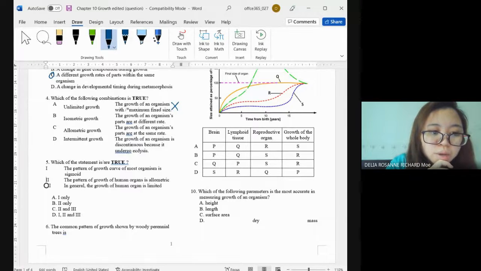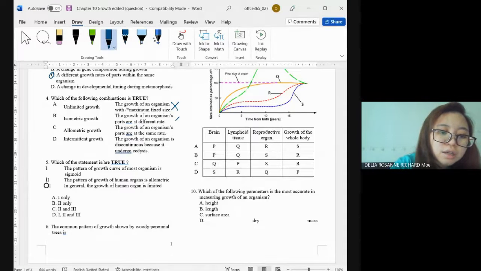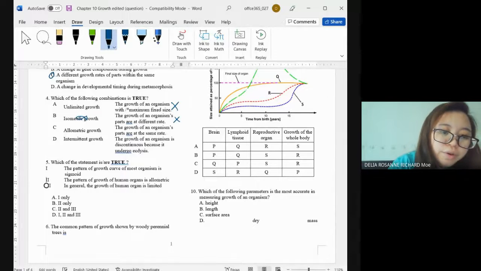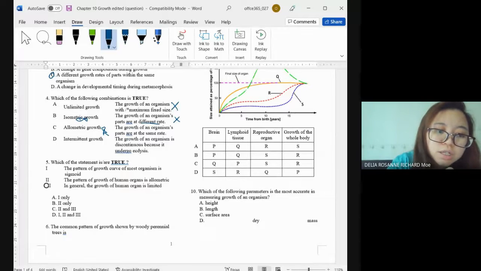Option B, isometric growth. Growth of an organism's parts are at different rate. This part is incorrect. Isometric adalah untuk ikan. Okay, so ikan should be at same rate. Allometric growth is for human. Growth of an organism's parts are at the same rate. So ini tidak tepat.